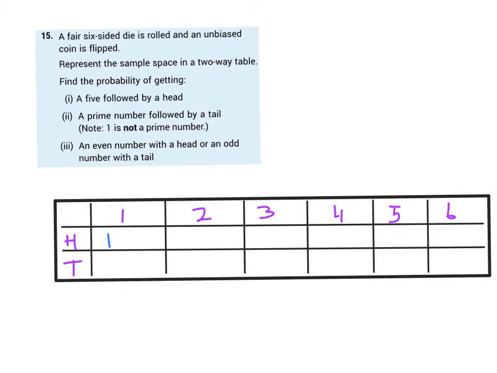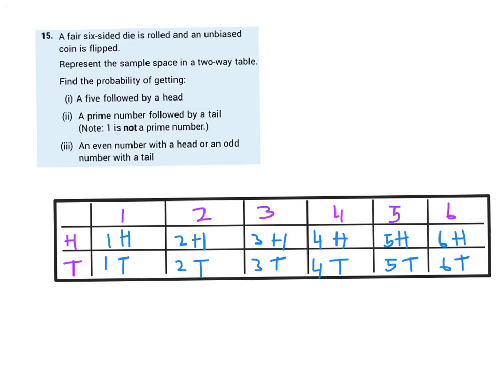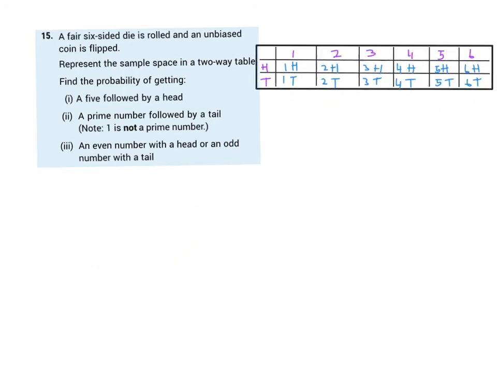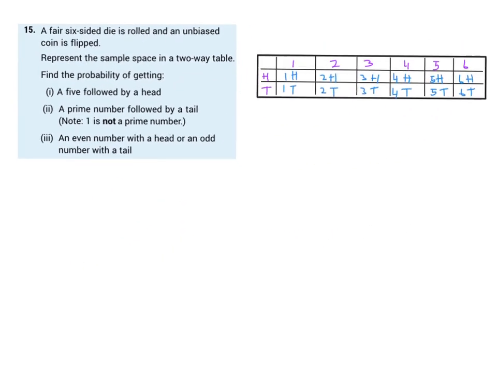Our die is rolled first, so that's what we will write down first into the table. We're going to have our 1, 2, 3, 4, 5, and 6 in this area, and the same down here, 1, 2, 3, 4, 5, and 6. That's 1H, 2H, 3H, and so on. Here will be 1T, 2T, etc.